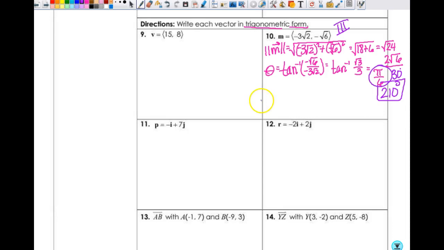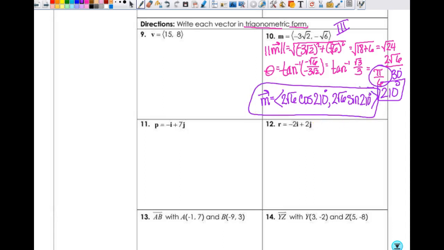So my vector m then is 2 square root of 6 times the cosine of 210, and then 2 square root of 6 times the sine of 210. And that is my answer. Don't evaluate that, because if you evaluate that, you're going to end up right back here and you're going to be going in circles, right? If you were told to put it in trig form, it has trig in it. It clearly has trig in it. Does that make sense to you? Otherwise, you're just going to be going in circles and then you're going to be confused. Okay. What questions do you have?